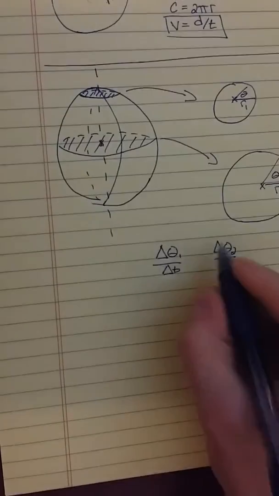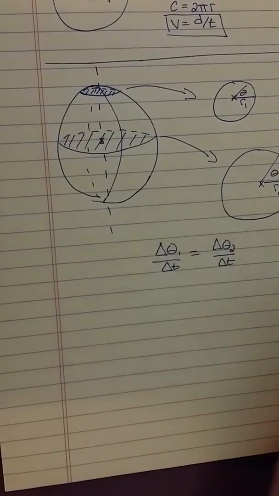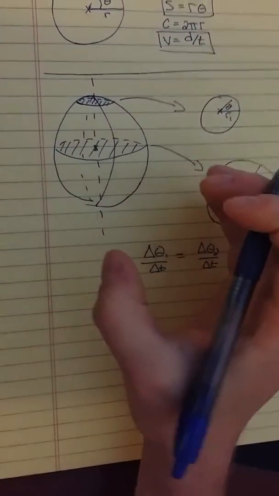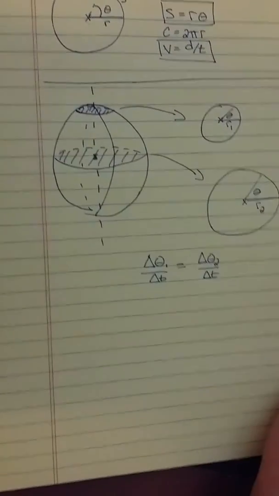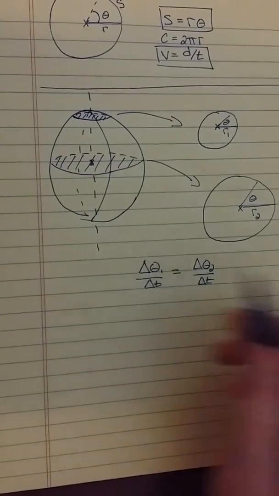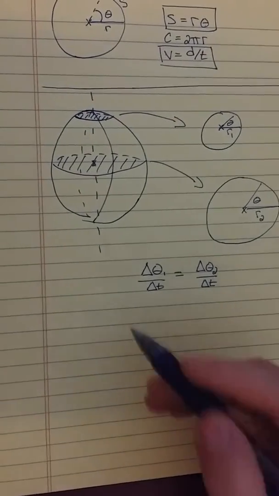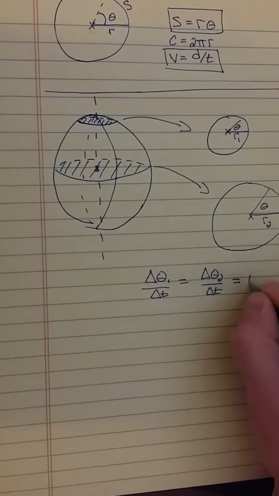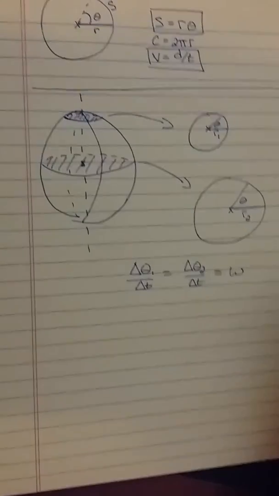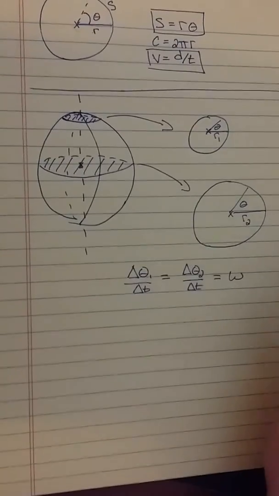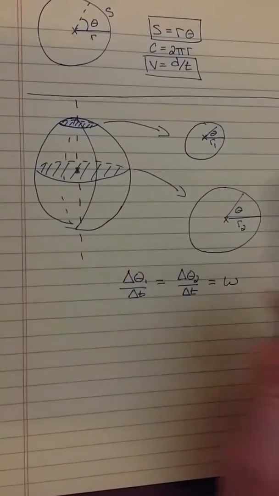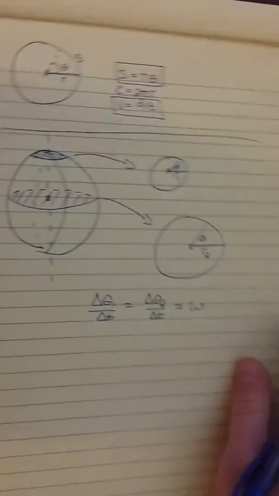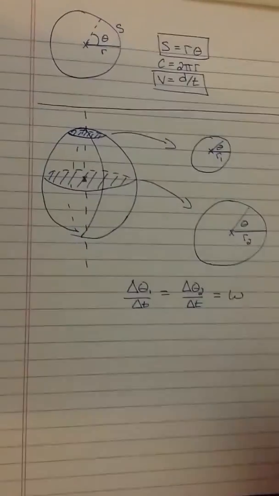But I'm going to say that these two things are equal because it's more or less a solid object rotating. It's going to rotate at the same speed. Sorry, it's the same angular speed. So I'm going to define this quantity as omega, angular speed. Different than velocity, angular speed. It's just how fast it's rotating. But that's not velocity itself. That's just how fast the angle is changing over time.